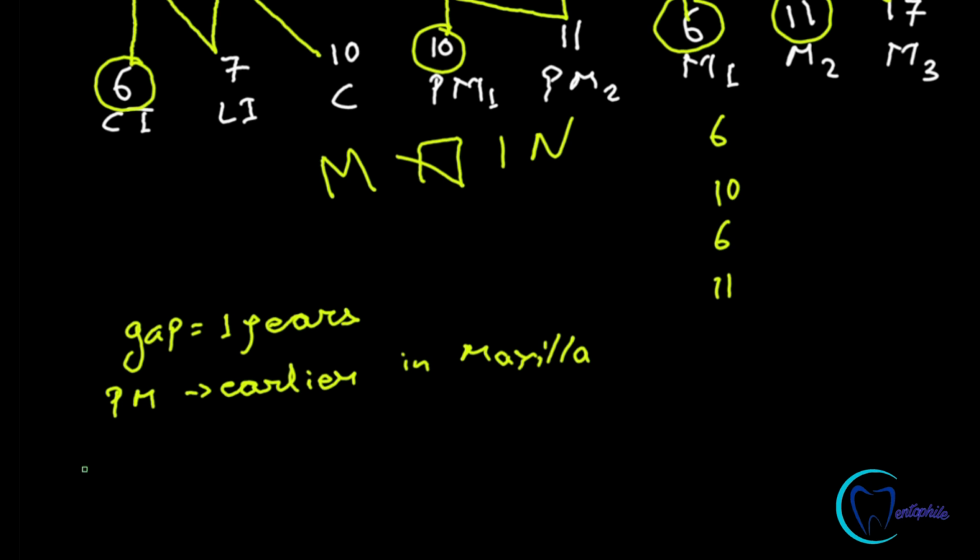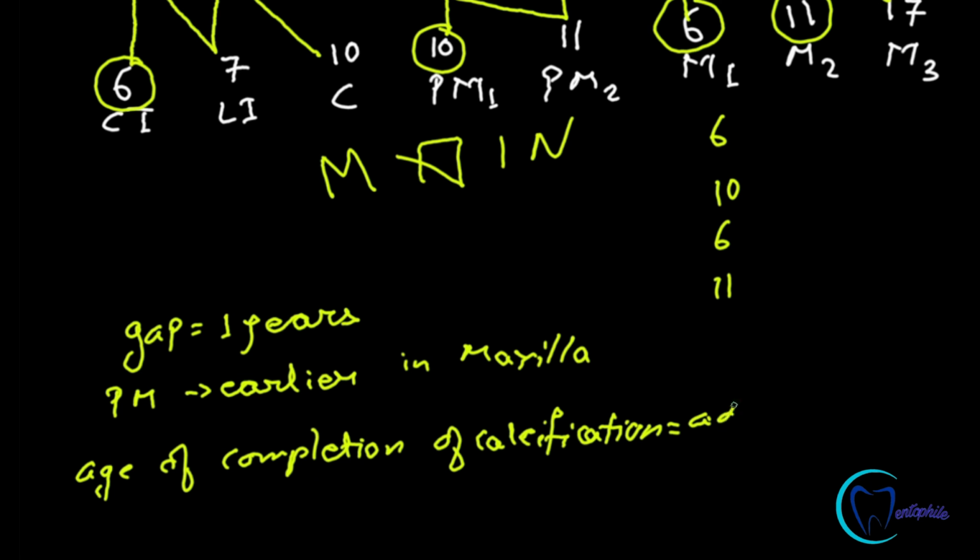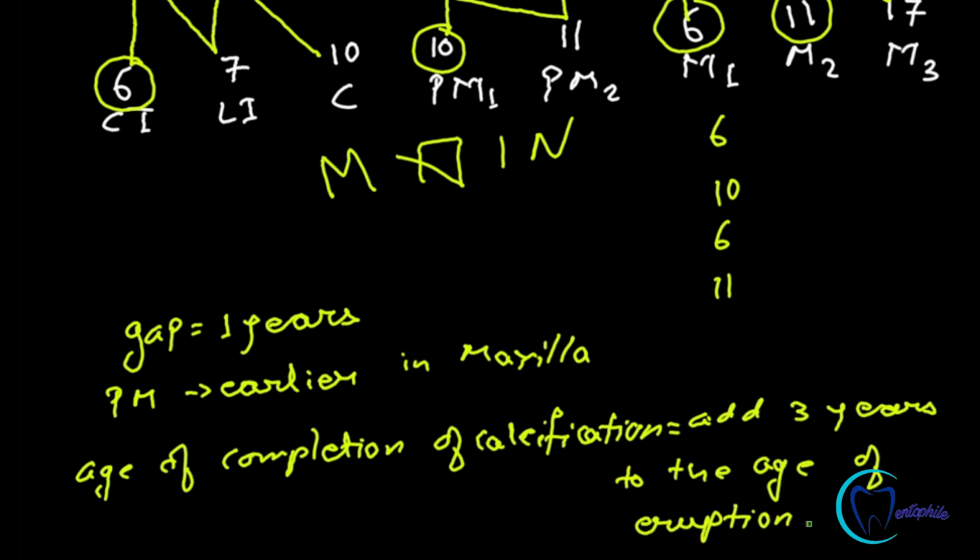And in order to calculate the age of completion of calcification, we can simply add 3 years to the age of eruption of each tooth. For example, if we want to know the age of completion of calcification for the mandibular central incisor, we'll simply add 3 years to the age of eruption of the mandibular central incisors. That is, 6 plus 3 equals 9 years. So the mandibular central incisor usually will have complete calcification by the age of 9 years.